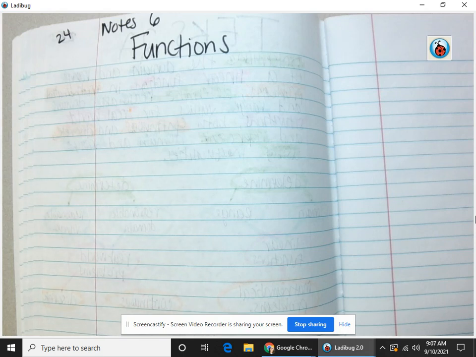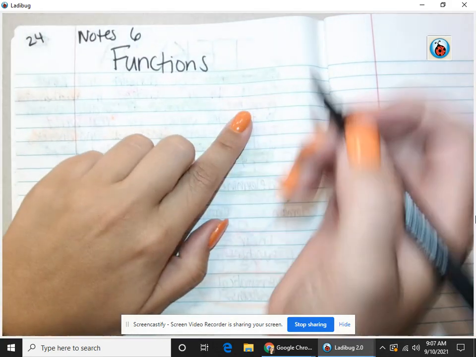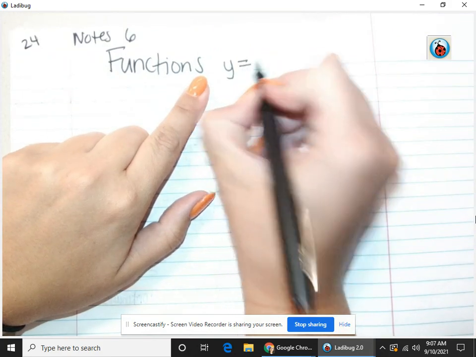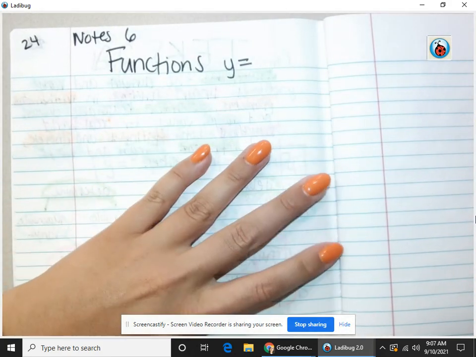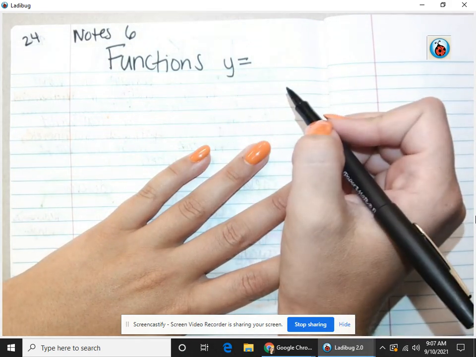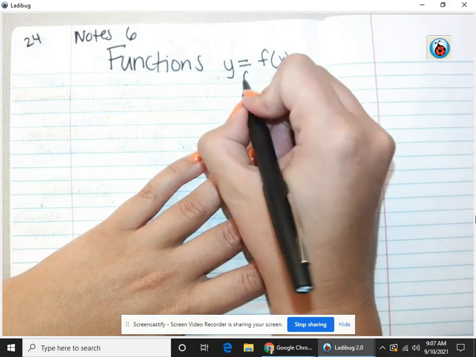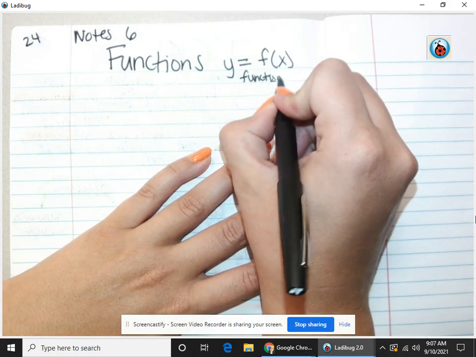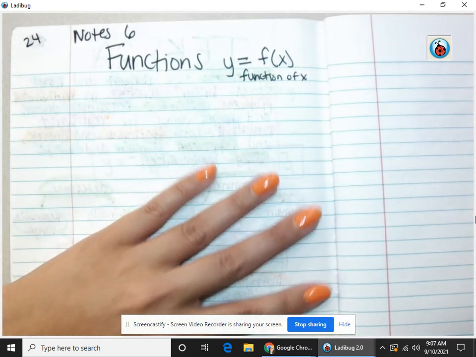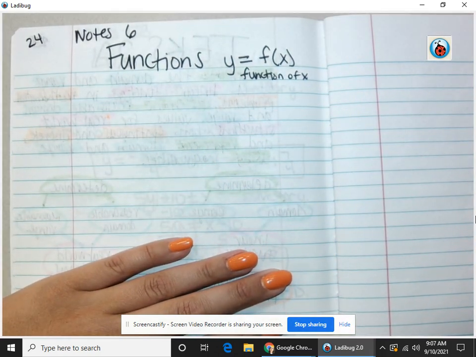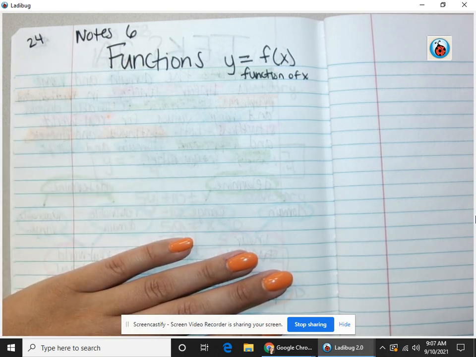Today we're going to talk about Note 6, which is functions. With functions, it's not super difficult. The big thing with functions is y equals really means f of x, which means function of x. Functions are not super difficult. f of x and y are equal to each other. They're interchangeable. They're the same thing.